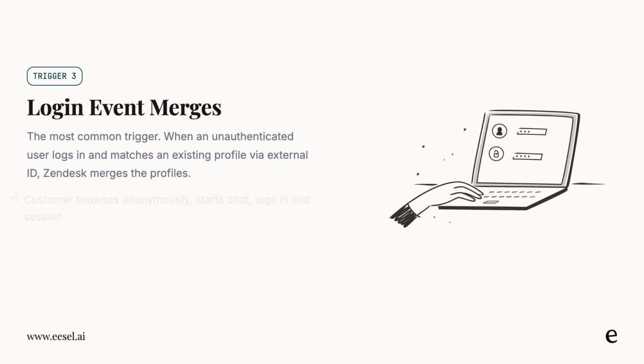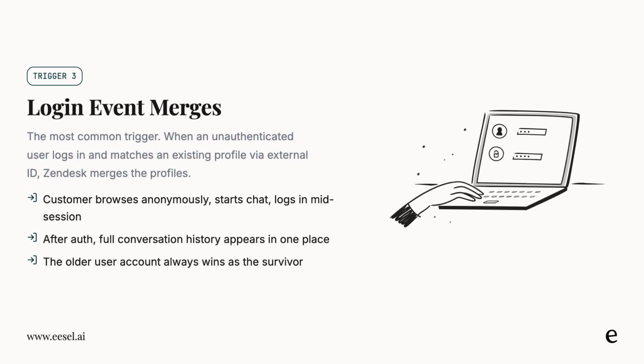Trigger 3 is the most common: login event merges. When an unauthenticated user logs in and matches an existing profile via external ID, Zendesk merges the profiles automatically. A customer can browse anonymously, start a chat, log in mid-session, and their full conversation history appears in one unified view. The older user account always wins as the survivor.